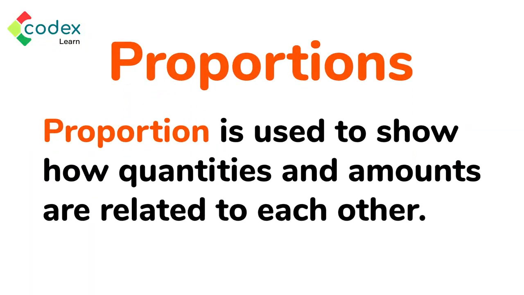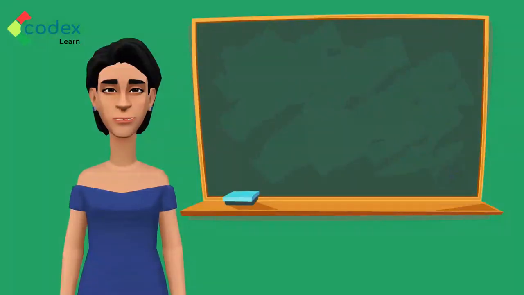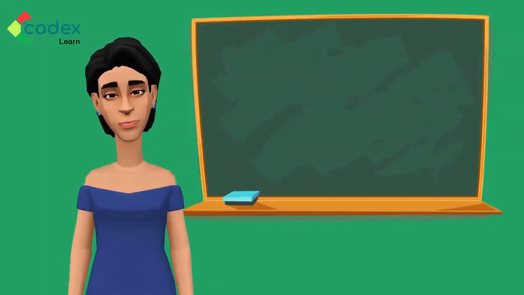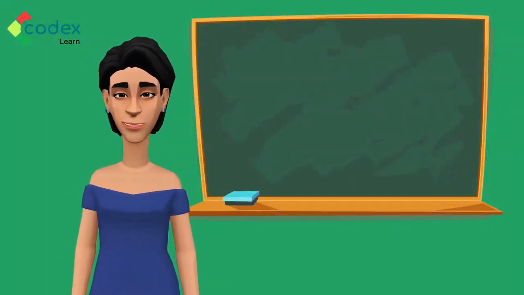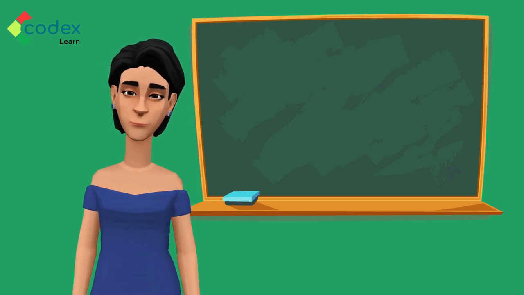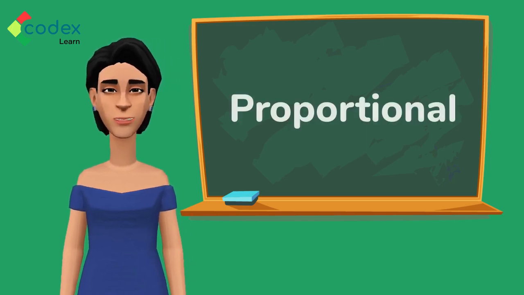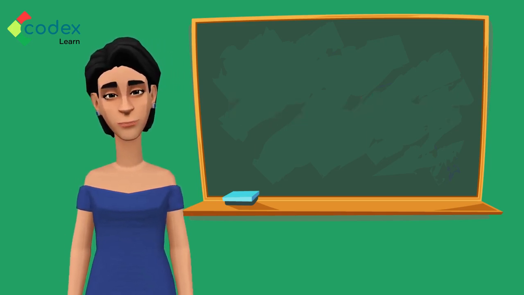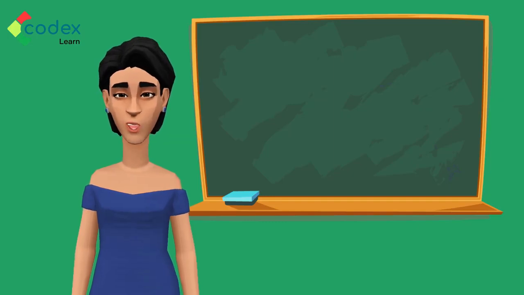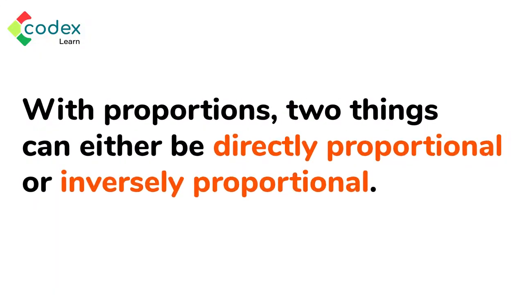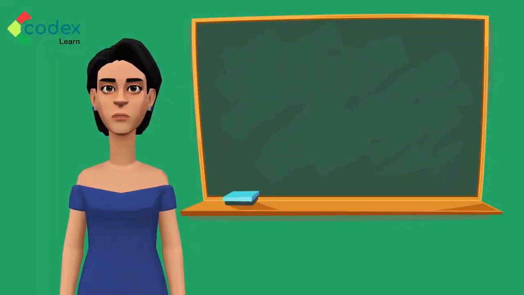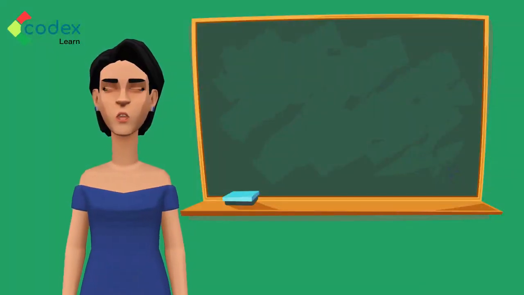Proportion is used to show how quantities and amounts are related to each other. The amount that quantities change in relation to each other is determined by some rules in proportion. As we go along in the lesson, you will hear the word proportional quite often, so get ready for that. With proportions, two things can either be directly proportional or inversely proportional. So, we will think about proportion in these two ways.